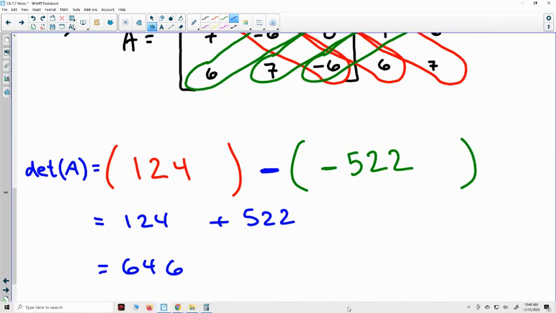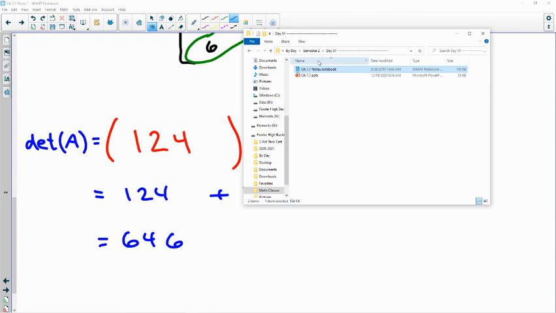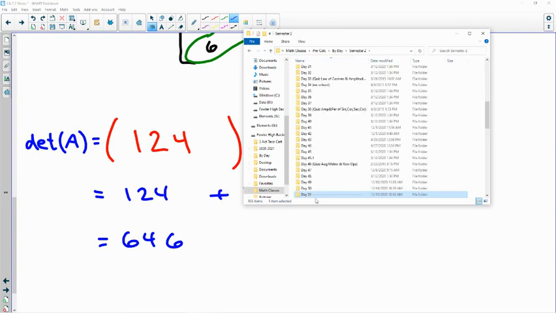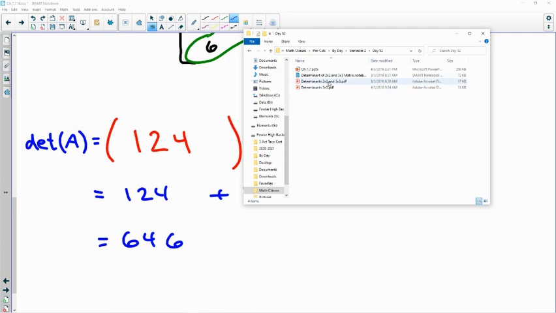Yeah, we got 4 minutes to spare. Any questions on this? Okay, your homework tonight, and I haven't posted it up yet. Determinants of 2 by 2 and 3 by 3. Okay.